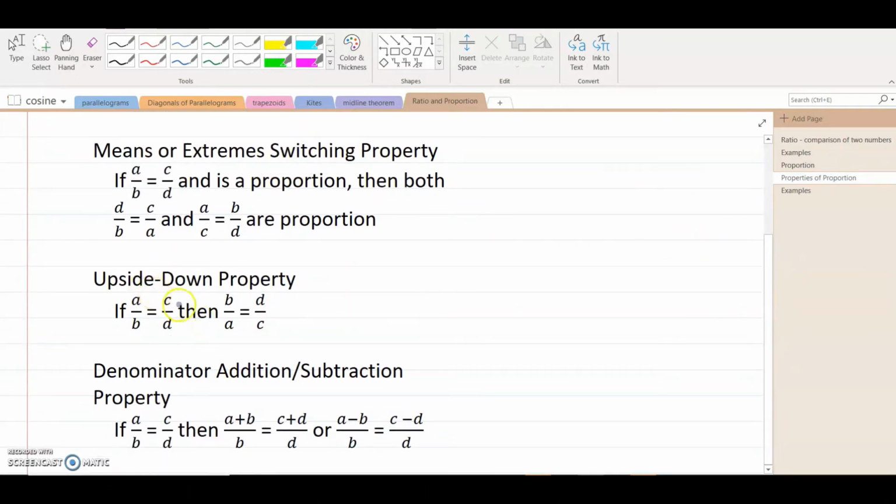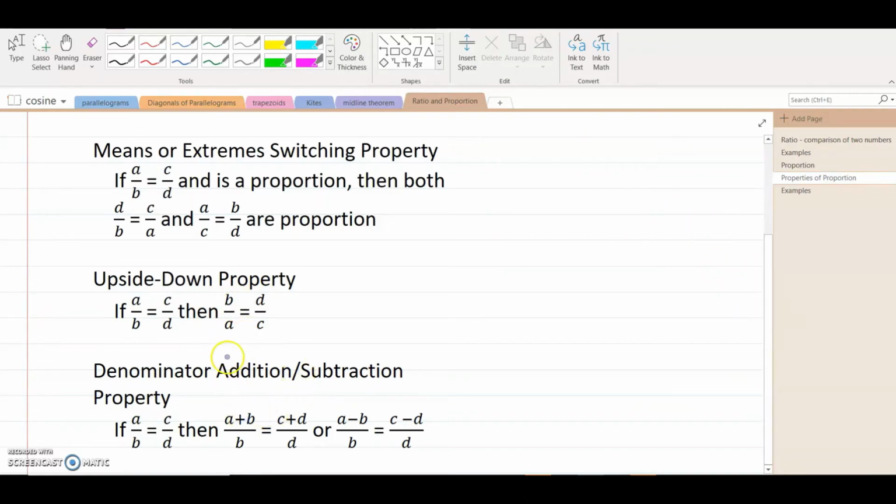Third, we have the upside down property. If A is to B equals C is to D, then we turn A over B upside down, it becomes B over A, equals C over D becomes D over C. And still these are proportions.